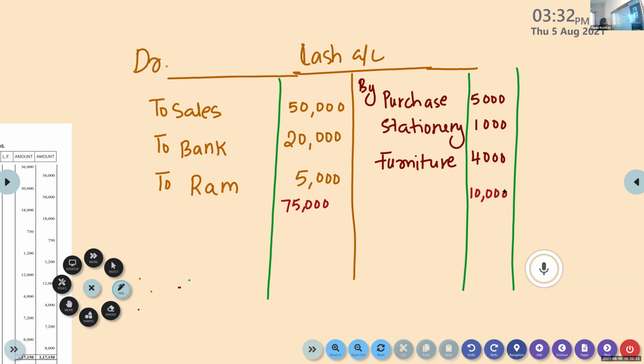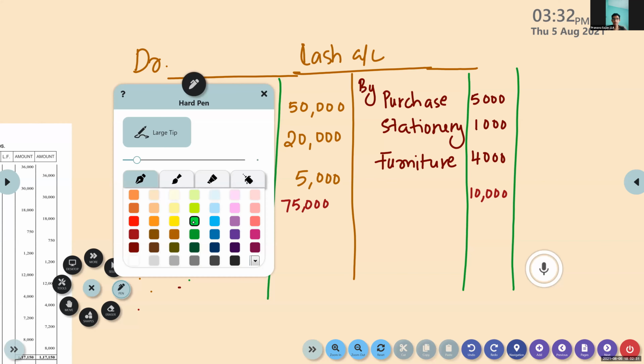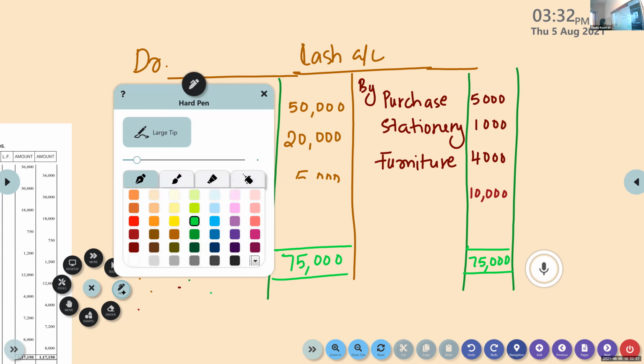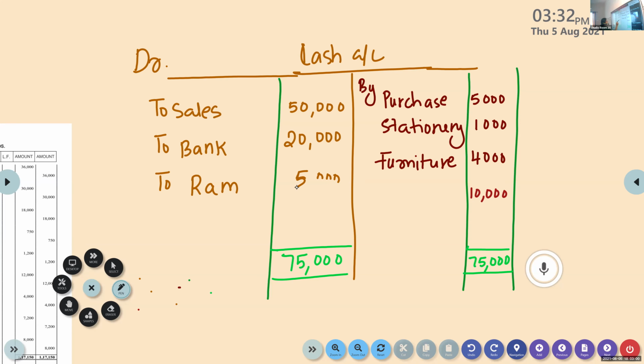Now, which is a greater amount, 75,000 or 10,000? Which is the higher amount? 75,000. So that 75,000, we will write it as totals on both the sides. See, this is how we write the total. We'll place two lines, and it is inside the two lines. Okay. So that part is done. Now, what is the next thing? We have written the totals on both the sides.